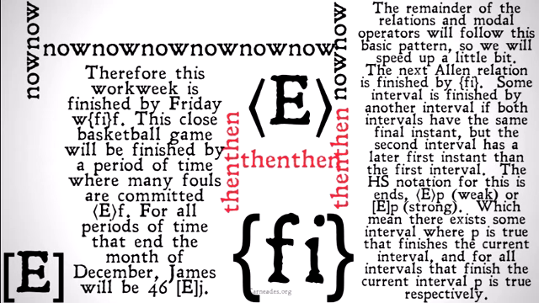This close basketball game will be finished by a period of time where many fouls are committed, could be represented as EF, and for all periods of time that end the month of December, James will be 46. Hopefully, all of those make sense. Once again, this is following the exact same pattern that all of the previous intervals did. All right? We're just speeding it up a little bit. Once again, look at the picture if it doesn't make sense.